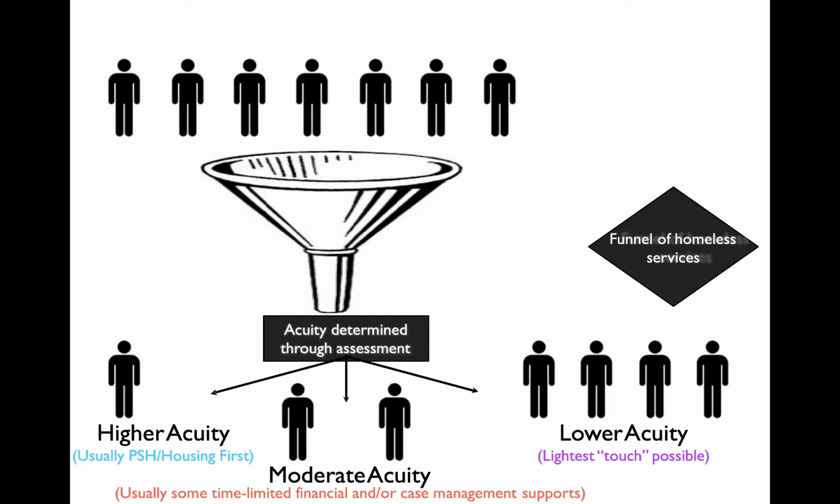So this just allows all of the people to come in one way with no other side entry, just one entry into a funnel, and the acuity determined through assessment will prioritize who should get what types of services first.